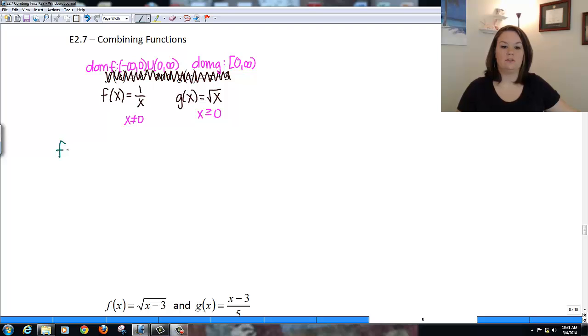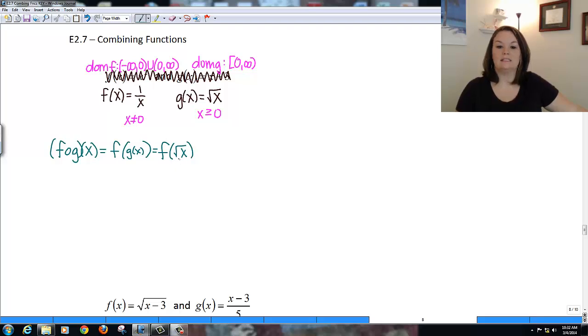So the first one, I'm going to do f composed of g of x, which means I'm sticking my g function inside my f function. Okay. So inside my f function, I'm going to be putting in the square root of x. Since the square root of x is my input function, that means I'm starting with my domain of g, which is 0 to infinity. Okay, so that's what we're starting with. And then if we incur more restrictions, we'll take those out also.